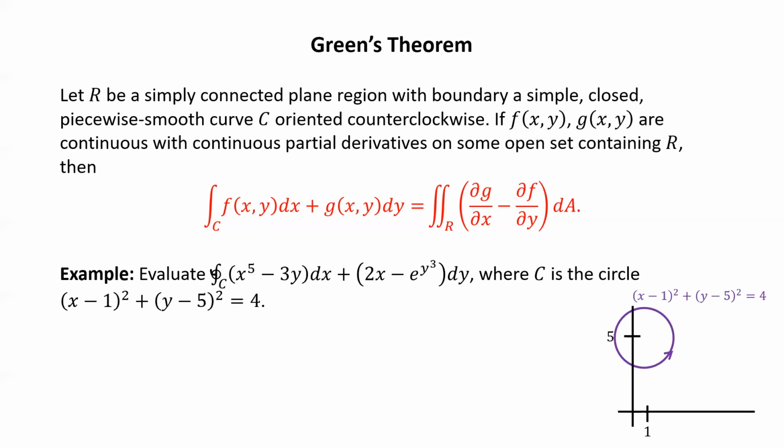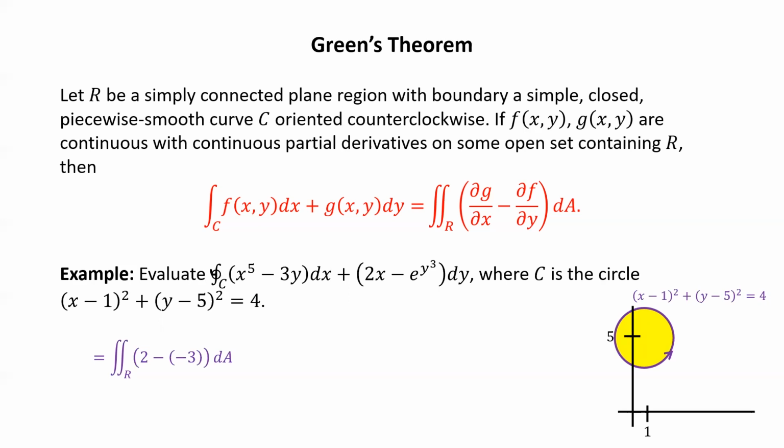Notice it's a circle of radius 2 centered at the point (1, 5). The corresponding region is the interior of that circle. We change the line integral to a double integral using Green's theorem. We take the function 2x minus e to the y cubed and differentiate with respect to x to get 2.